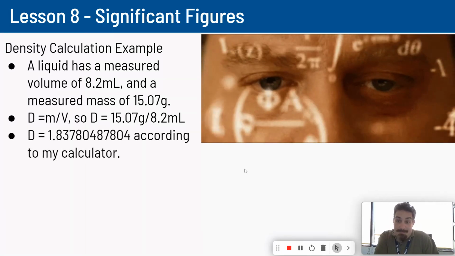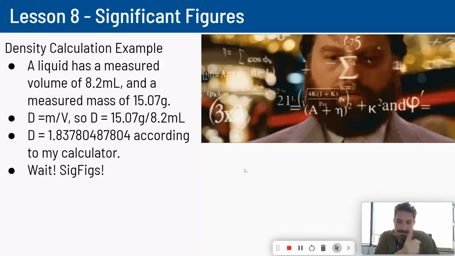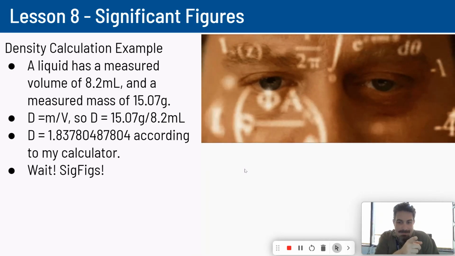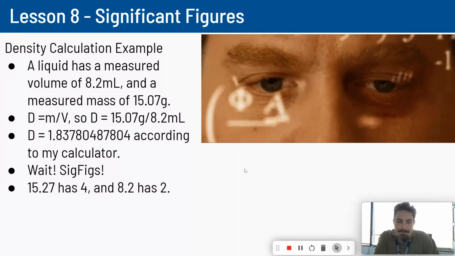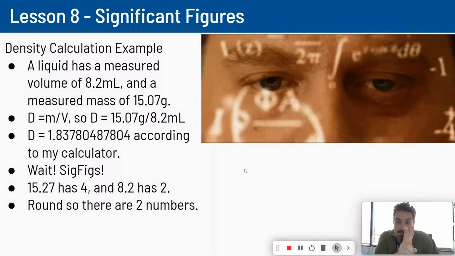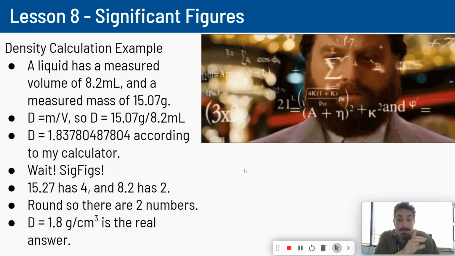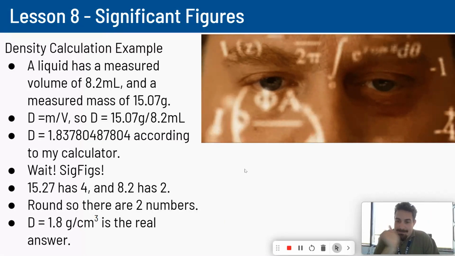Now, my calculator says that big old number. But wait, sig figs, because that's not accurate. That's not for sure. 15.07 has 4, 8.2 has 2, so we're rounding to 2 numbers. So 1.8 g/cm3 is the real answer. And that's all we've got to do.